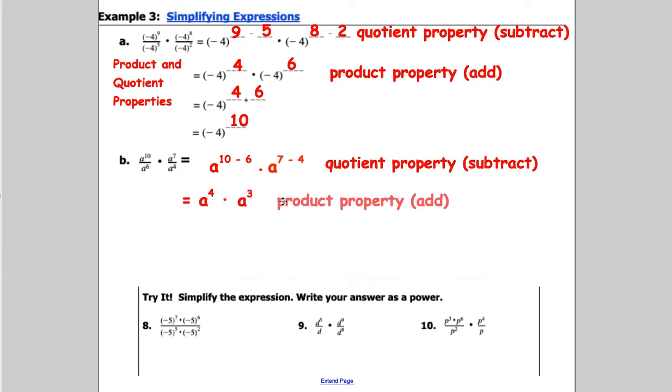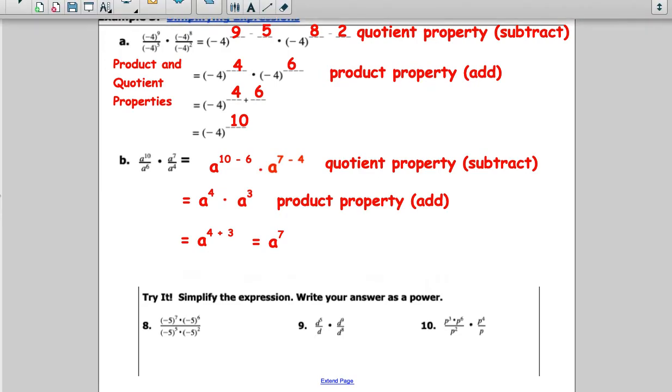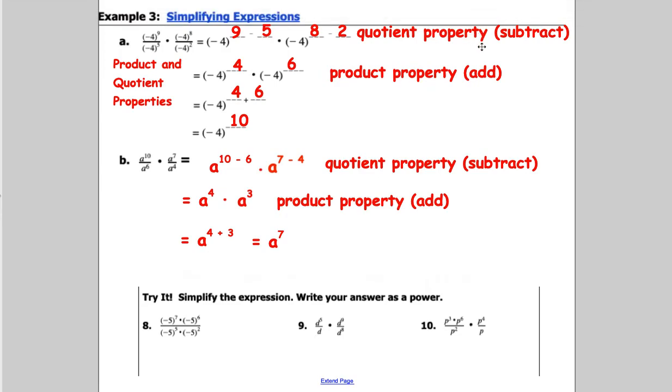And then I'm going to use my product of powers property to finish the simplification here. 4 plus 3, I know, is 7. So simplifying these two using both properties in either order. You do not have to subtract first or use the quotient property first. You can if you like. If you want to add them first, you can. It's really your call, but you just need to rewrite it each time so you keep some kind of order in it. So if you do make a mistake, you'd be able to find your mistake.